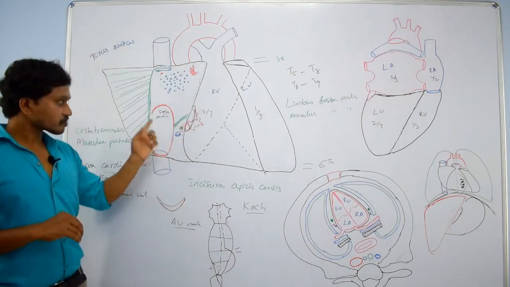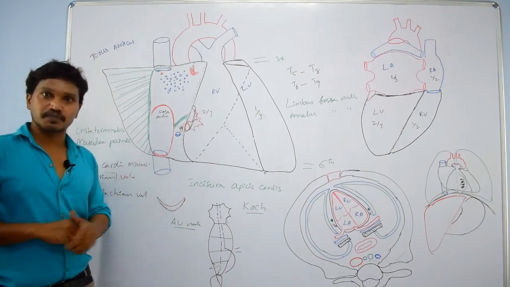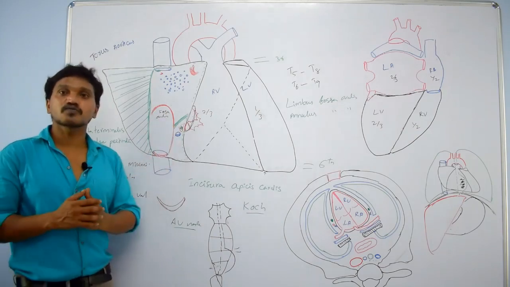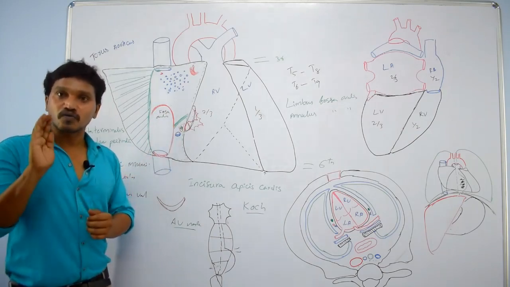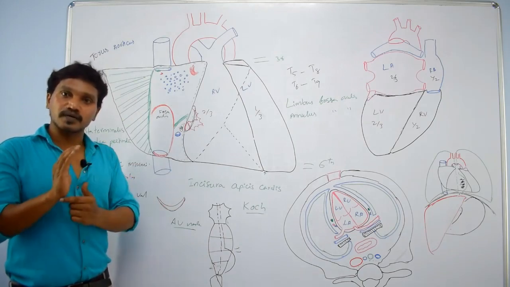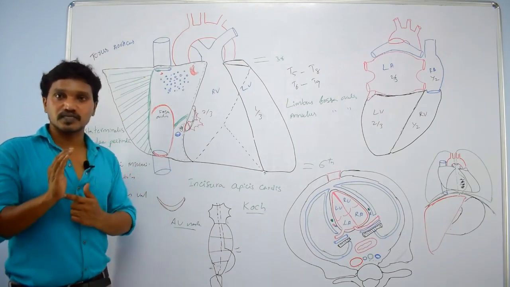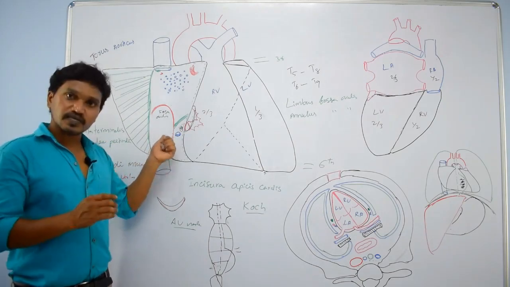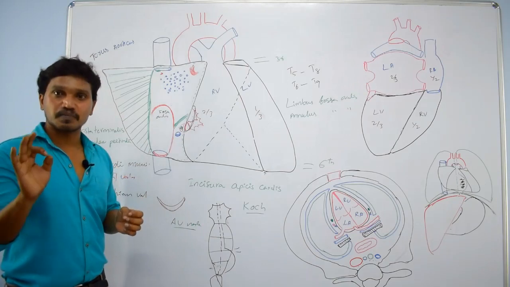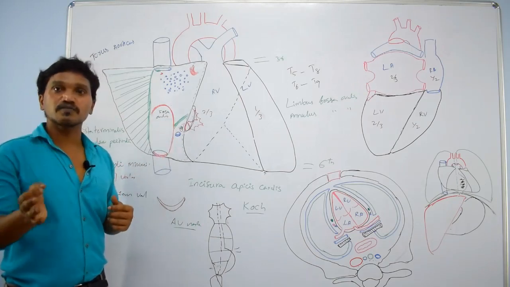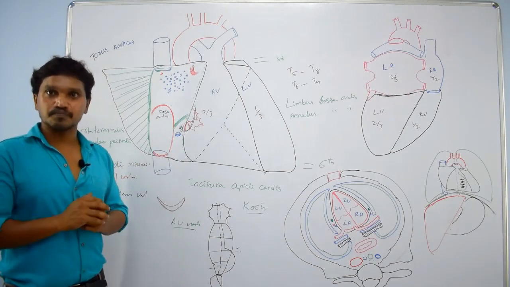Then the interatrial septum. This interatrial septum contains one fossa. That fossa we call the fossa ovalis. This fossa ovalis is margined by the limbus fossa ovalis or annulus fossa ovalis. The fossa ovalis is the embryological remnant of the septum primum. The limbus fossa ovalis is the embryological remnant of the septum secundum.